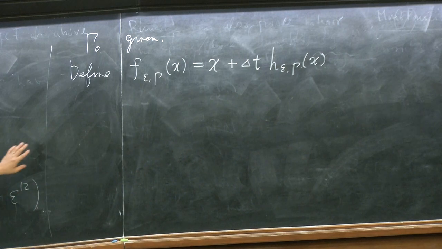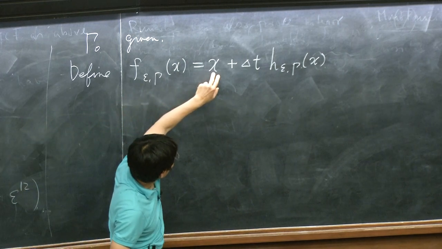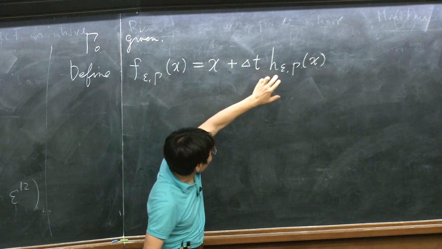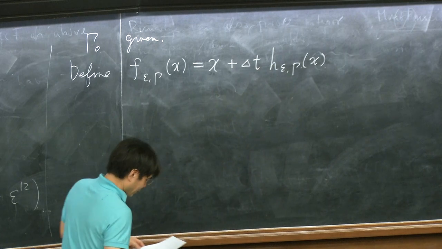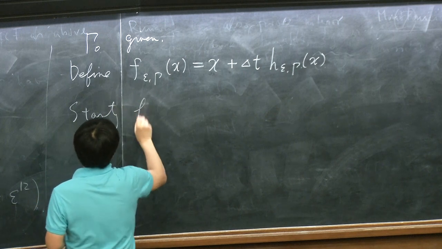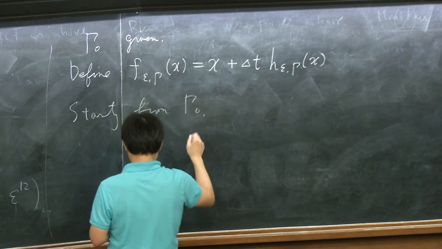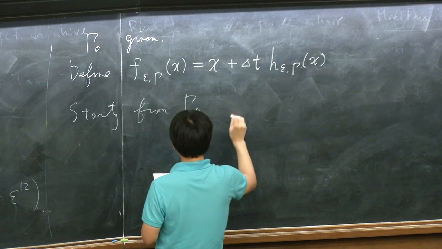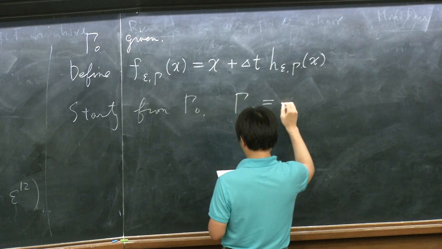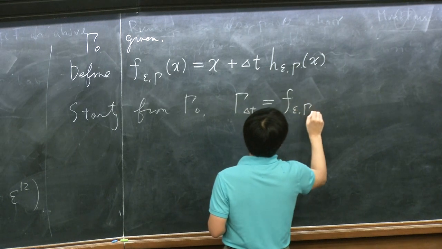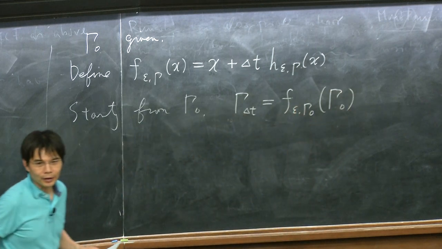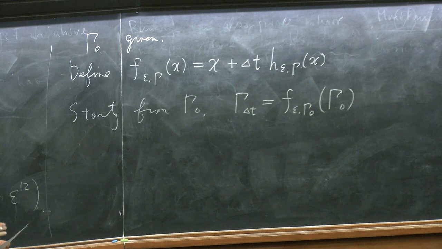So this is a map, this part is the identity map, plus you shift this by this mean curvature vector. Now, starting from this gamma zero, we can set gamma, the next step, delta t gamma, to be the image of gamma zero under this approximate mean curvature vector. Okay? So you move by this approximate mean curvature a little bit.